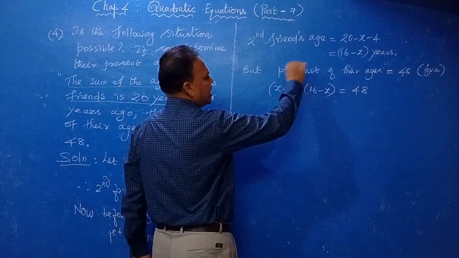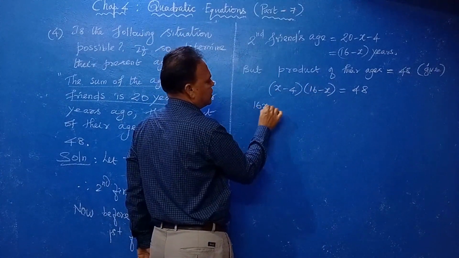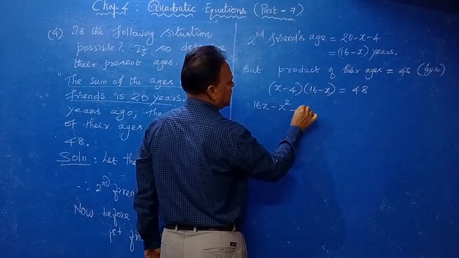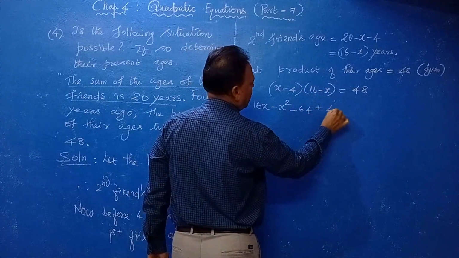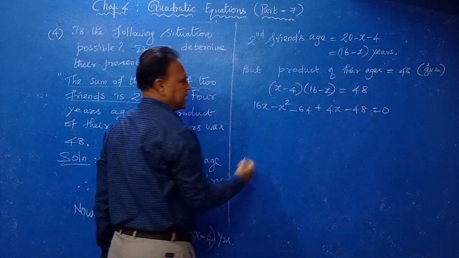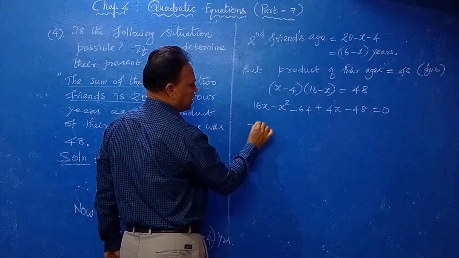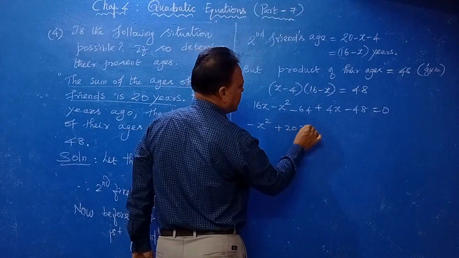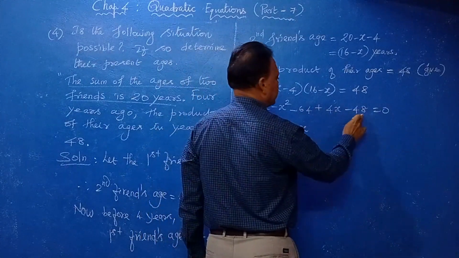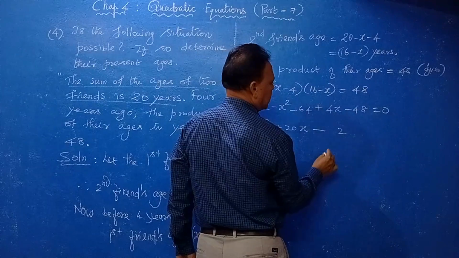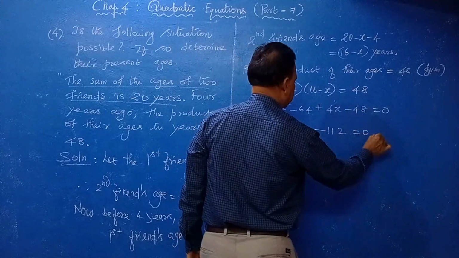Clear? So x into 16 is 16x, x into minus x is minus x squared, then minus 64, plus 4x, minus 48 equal to 0. Bring this 48 to this side. Now first write minus x squared, here plus 20x, then minus 64 minus 48, add: minus 112 equal to 0.